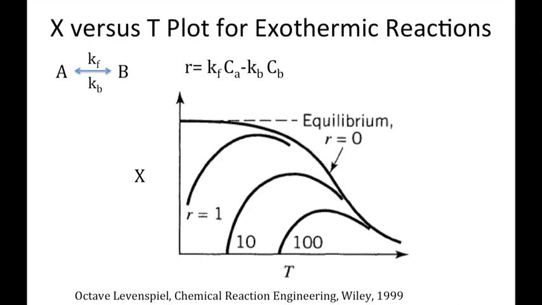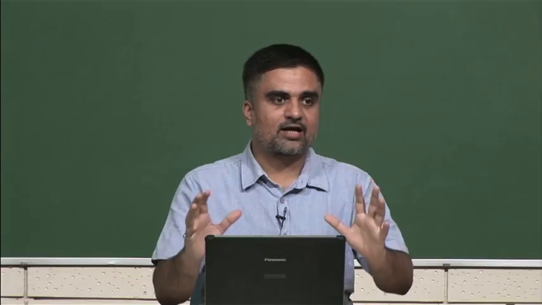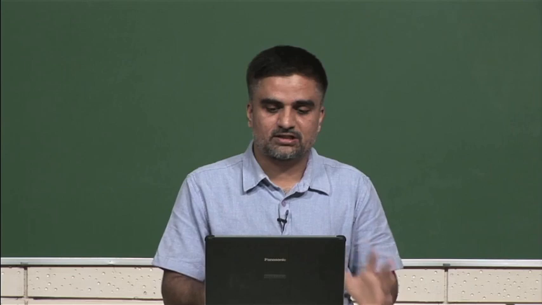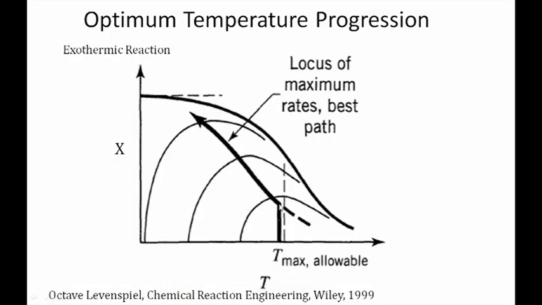So, you want to wiggle around on these rate envelopes, so that you achieve maximum rates from your reactor operation. The strategy here is that you start your reactors at the maximum allowable temperatures. You want to start at the maximum temperature at which a reactor can be operated, whatever is the limit of the material or construction of the reactor, and you want to operate on this line, which is the locus of maximum rates, which is going on top of all of these rate envelopes.